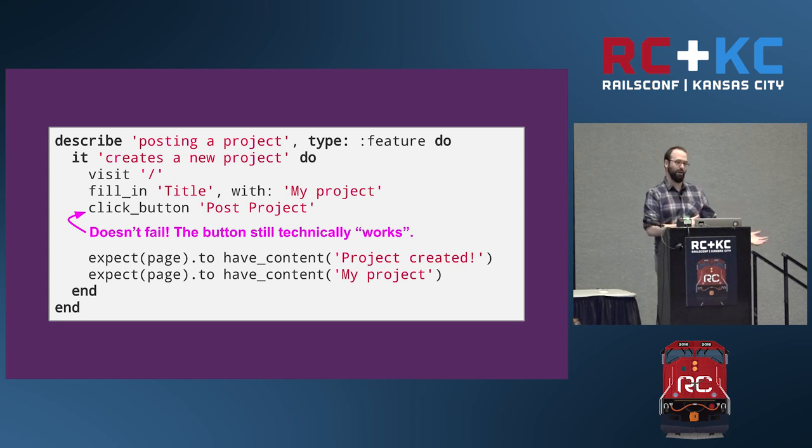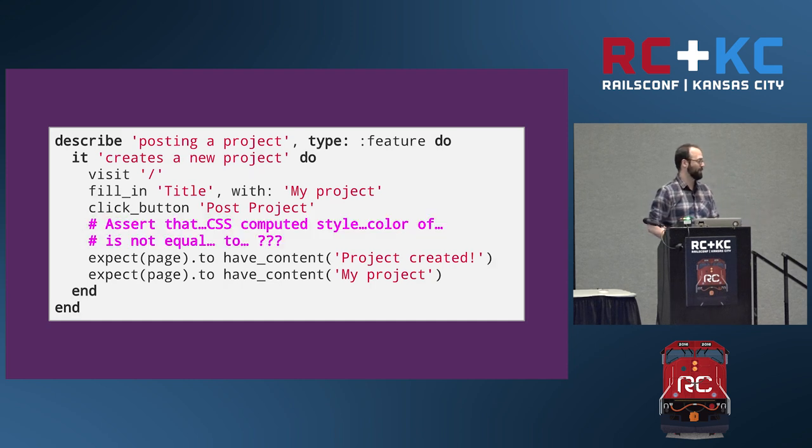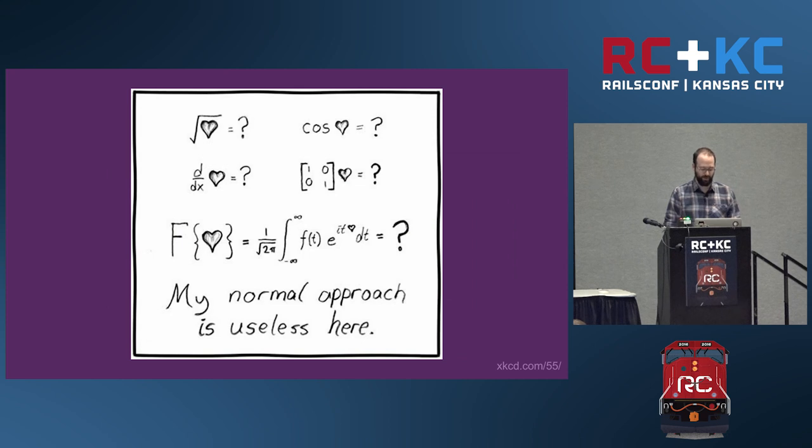It's just visually wrong, right? And this manifests in tons of different ways. So what am I supposed to do here? Am I supposed to assert some CSS computed style of the color of the thing, or maybe that it has a CSS class applied? But that's not really testing the right thing, so I'm just not gonna do this, right? And no one's gonna do this because no one wants to write a test that's this fragile and inflexible, especially in a developing product. So my normal approach is very useless here.